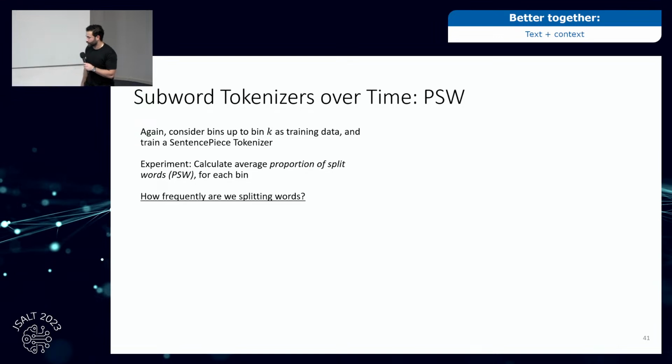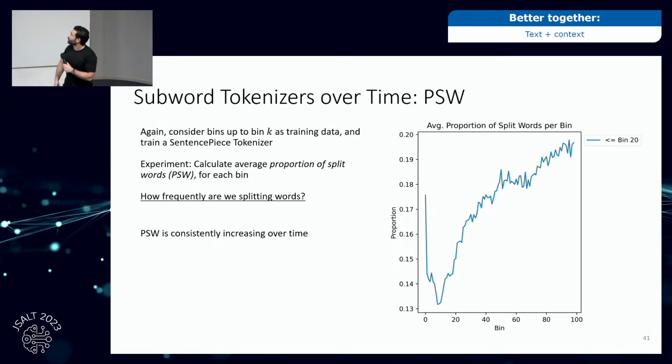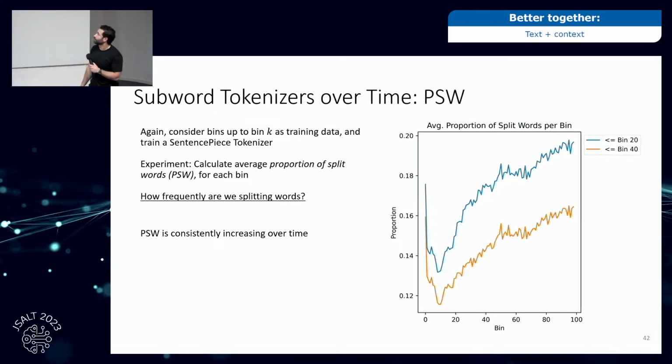Another metric that we can look at is the average proportion of split words. And so fertility was how aggressively we're splitting words. This is a measure of how often we're splitting words. And so it can be considered as another way of looking at the new words which are appearing. And so a similar trend as for fertility, it's increasing again. Increasing the training data, similar trend.